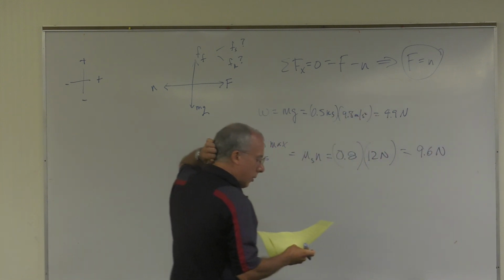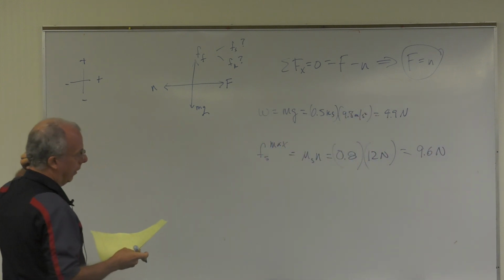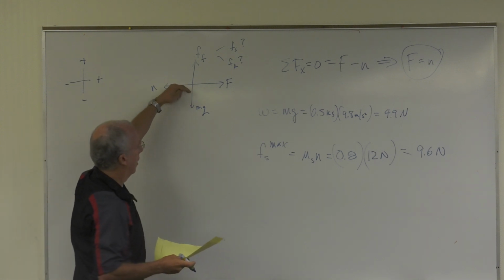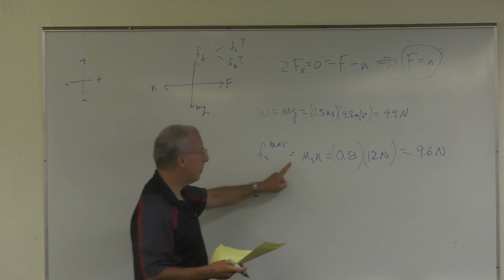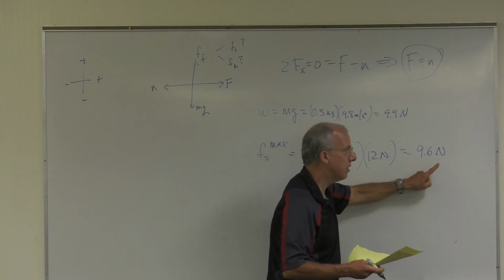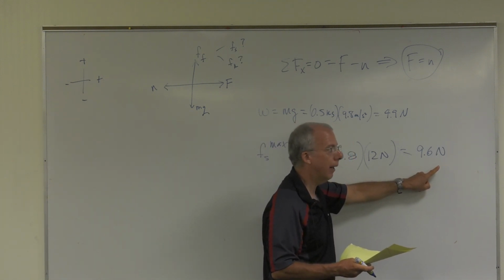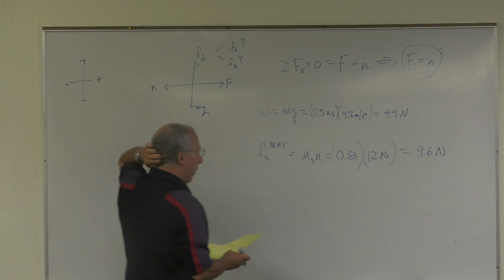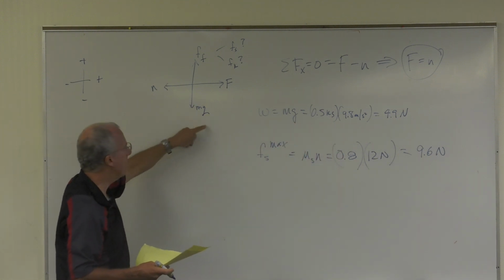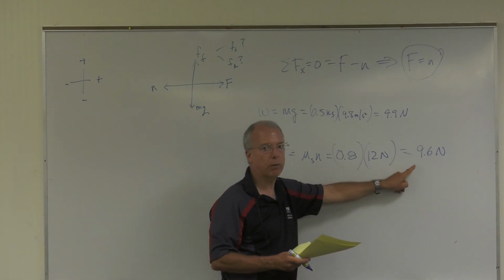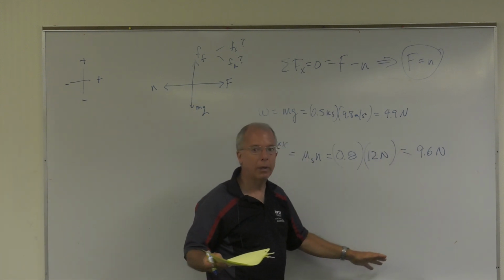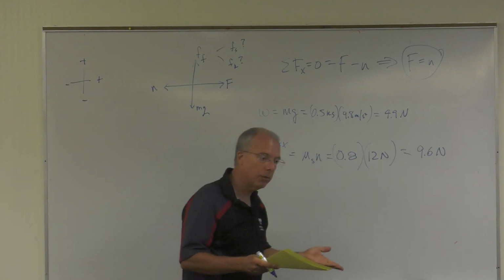All right, so now, look. The weight is 4.9 newtons. The maximum static friction is 9.6. All right? So, does the weight exceed the maximum frictional force? No! So therefore, the thing's going to be at rest, right?